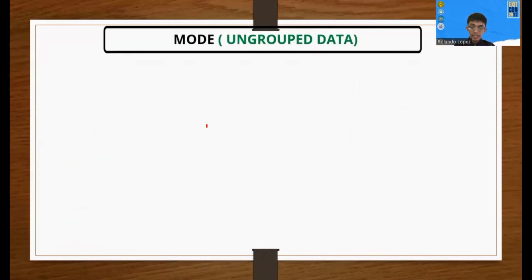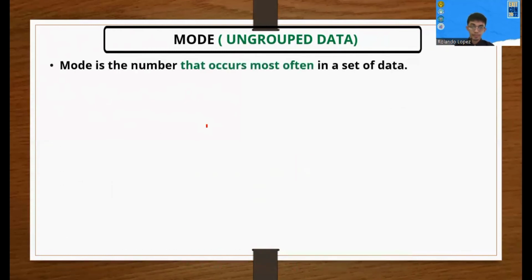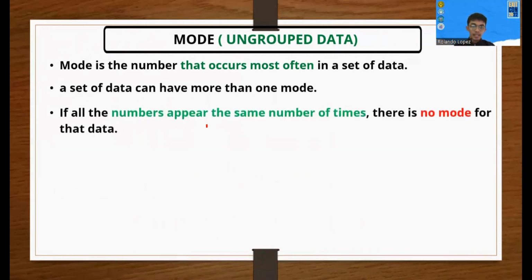Since you already know the second measure of central tendency, which is the median, we will move on to the third measure of central tendency, which is mode. Let's define mode. Mode is the number that occurs most often in a set of data. A set of data can have more than one mode. If all the numbers appear the same number of times, there is no mode for that data.